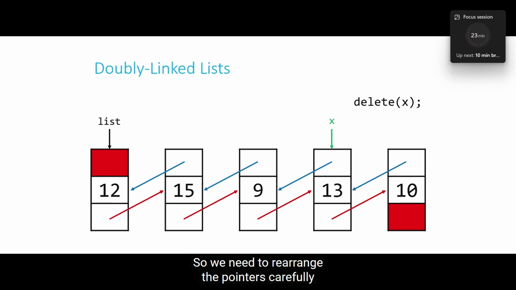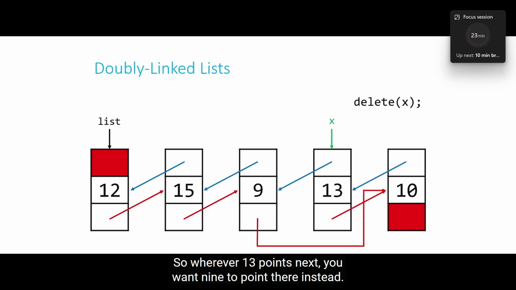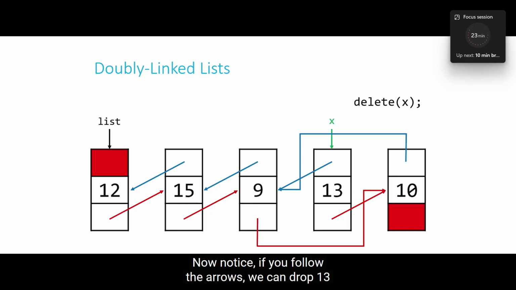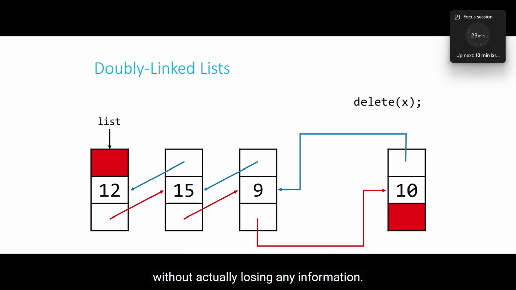So we need to rearrange the pointers carefully so we don't break the chain at all. So we can say 9's next pointer points to the same place that 13's next pointer points right now, because we're eventually going to want to skip over 13. So wherever 13 points next, we want 9 to point there instead. And then wherever 13 points back to, whatever comes before 13, we want 10 to point to that instead of 13. Now notice if you follow the arrows, we can drop 13 without actually losing any information.